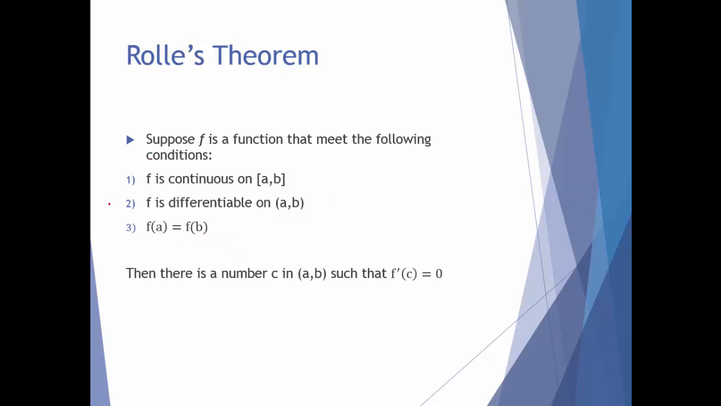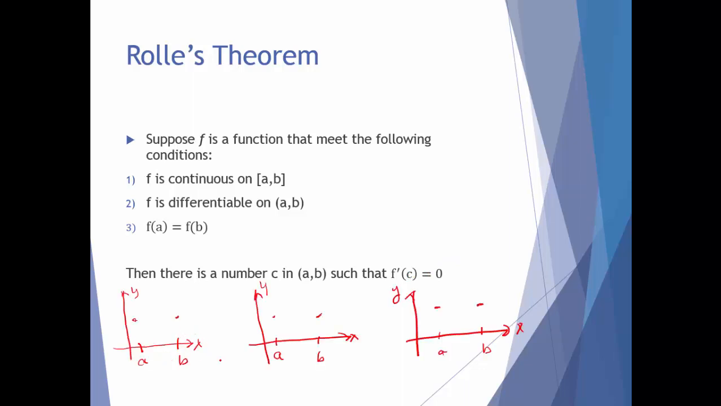If you have a function that meets all three of those conditions, then your conclusion is there has to be some number c in (a, b), and if c is in (a, b), that means it's somewhere in between them, and since those are x values, that means c is also an x value. So there's some x value on that interval such that when you plug that x value into the derivative of your function, you're guaranteed to get 0 at least once.